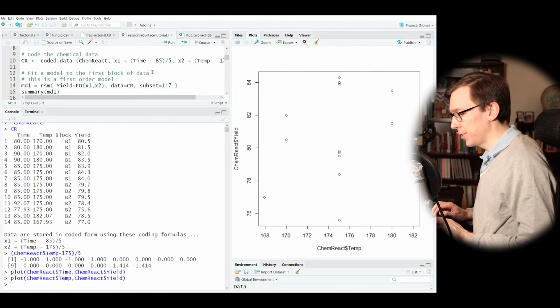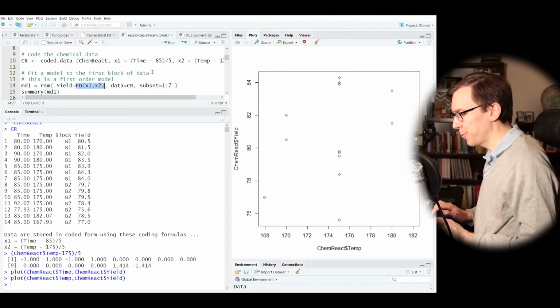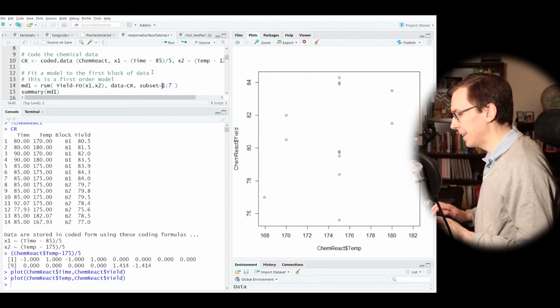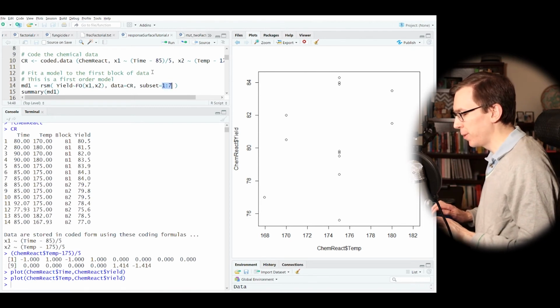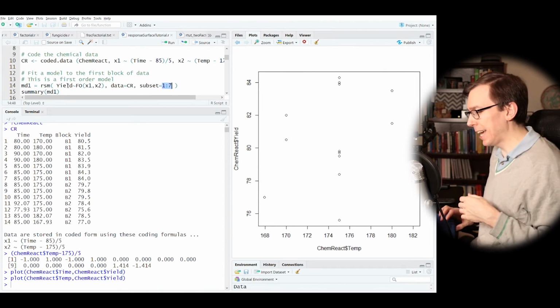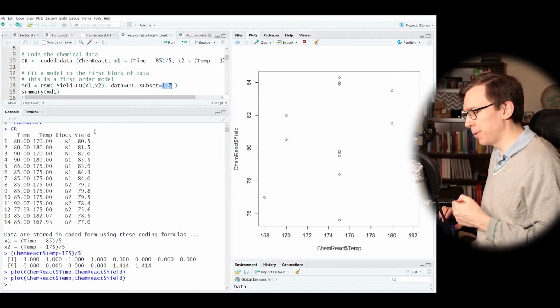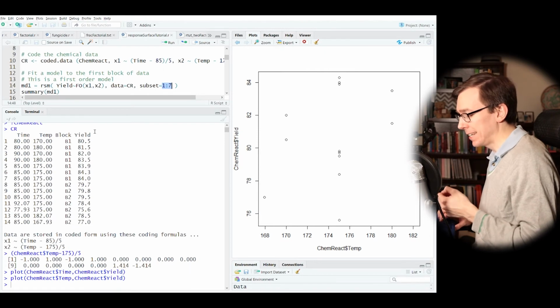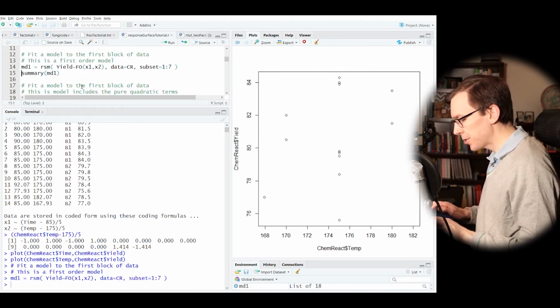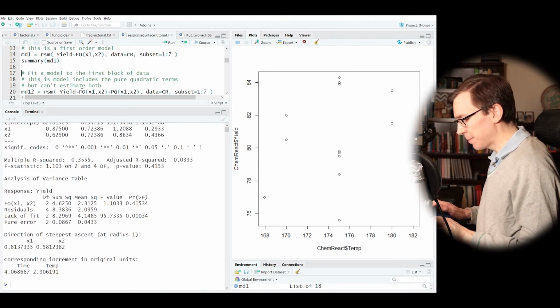So the first thing I'm going to do is fit a first order model using the FO function here. Notice I say yield is a function of x1 and x2, but only the first order terms. And I give it a subset of 1 through 7. So I'm only taking the first 7 data points, which are, again, the 4 factorial points, the cube points, that is, and 3 center points. So I fit the model, and I look at the summary.